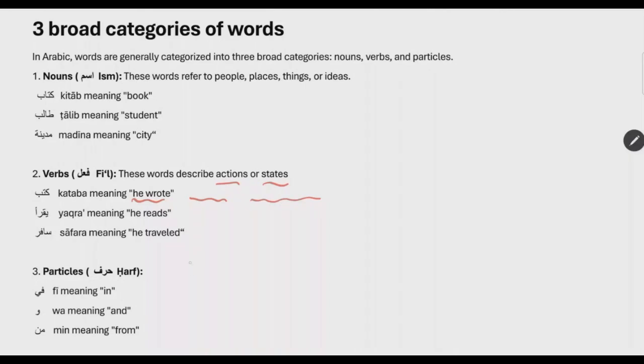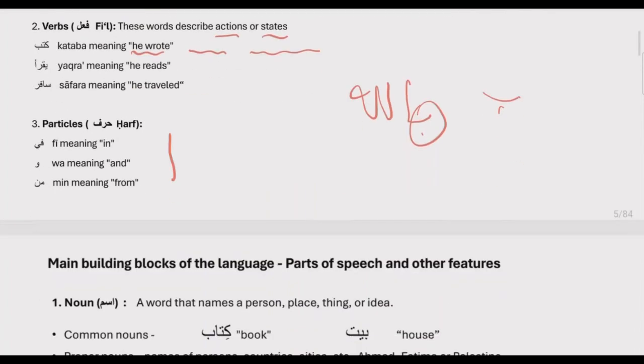Then you have particles, which are words that are very static. They basically stay the way they are. No matter where they are in the sentence, they will stay like that. Sometimes these particles can be joined, like the letter B can be joined, so billahi, for instance, right? The B can be joined to a word, but essentially it's still a B. So that's a particle. It basically stays that way no matter where it appears in any sentence or any word.